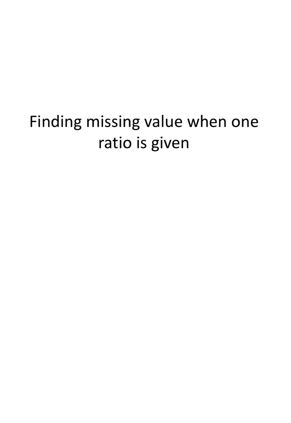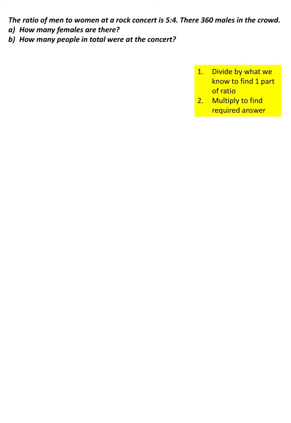In this video, we're going to be looking at finding missing values when one ratio is given. So in this question, we're told the ratio of men to women at a rock concert is 5:4, and there are 360 males in the crowd. So we need to work out in part A, how many females are there.